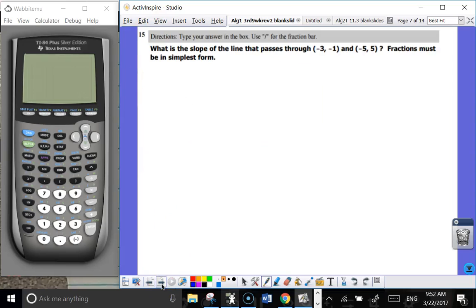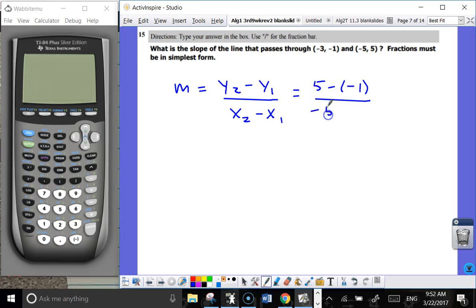Okay, this is like the middle two problems of the homework. How do you find the slope from 2 points? y2 minus y1 over x2 minus x1. Okay? So 5 minus negative 1 divided by negative 5 minus negative 3.